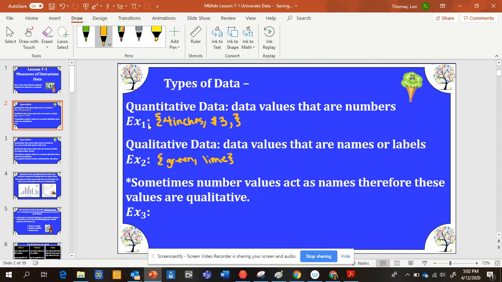Now, there's something you need to be aware of. Sometimes number values act as names, and so therefore they are qualitative. So such things as a telephone number, that is qualitative even though it deals with numbers. We could say a zip code, a locker combination. So just be aware that just because you see a number doesn't automatically mean it's quantitative, but most of the time it does. So for this unit, the first 3 lessons, we will be dealing with quantitative data, which are number values.